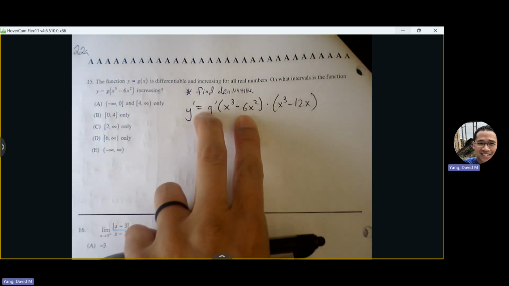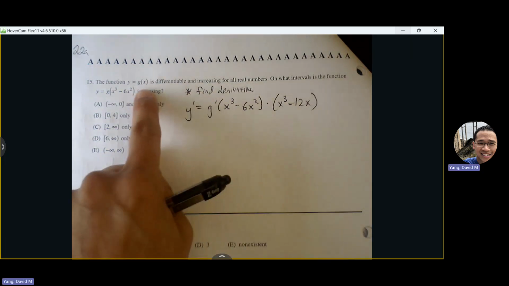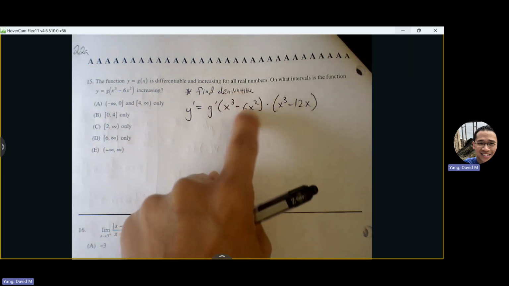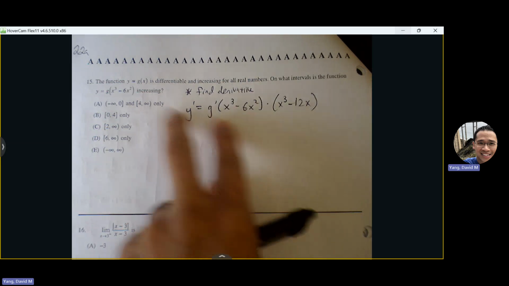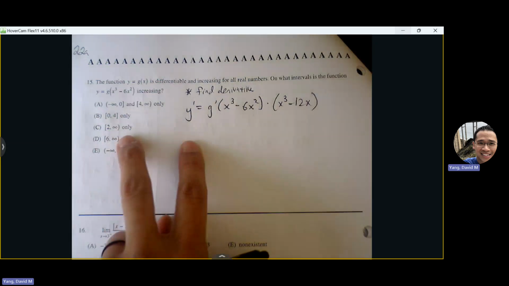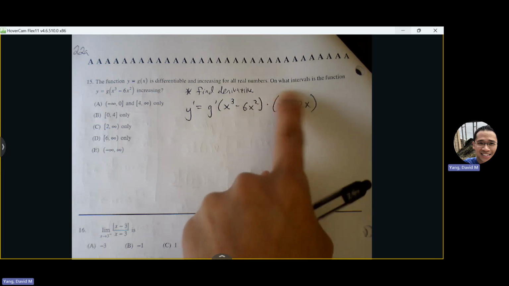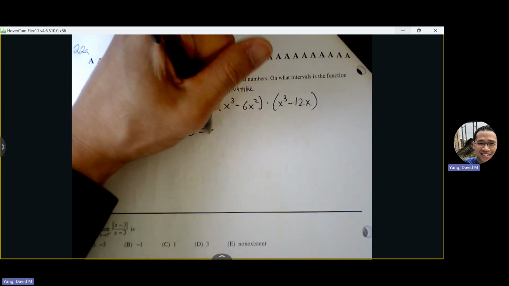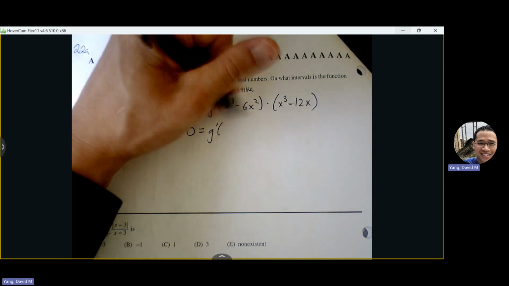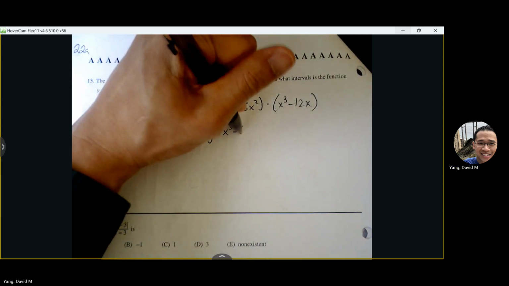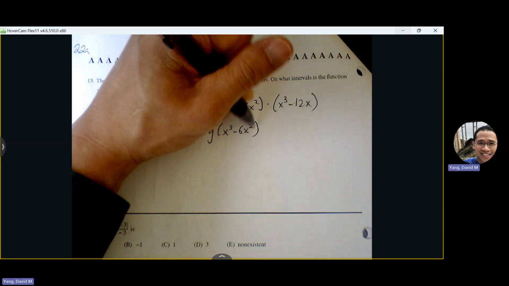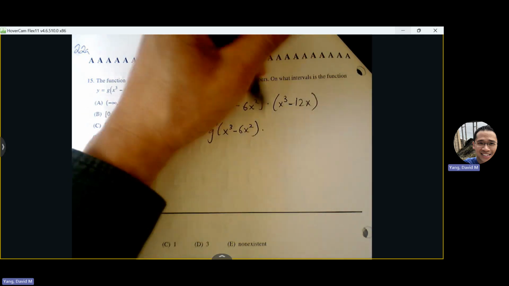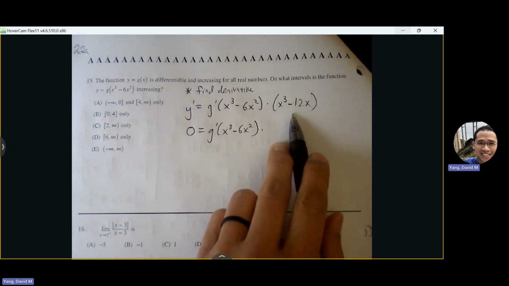Now they're telling us that g is always increasing, so we know that this g prime will always be positive. So basically, we don't have to worry about it. We want to create a slope sign line so we can actually gather information. It's all going to come from here. This we can actually set equal to 0 and solve. I can't do anything with g prime, but we know g is increasing, so g prime is always positive. Just have to figure out these critical points from here.